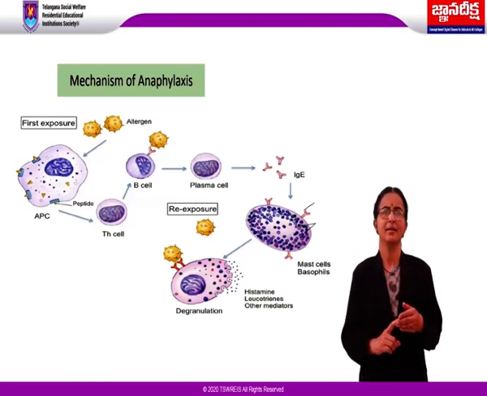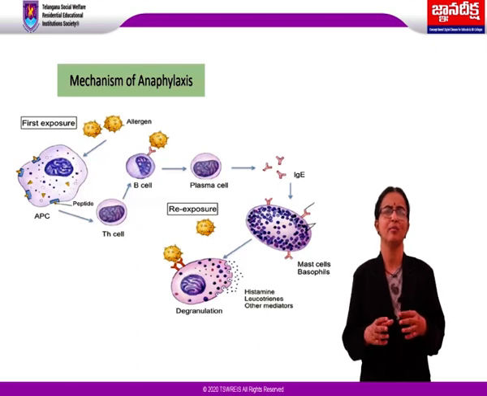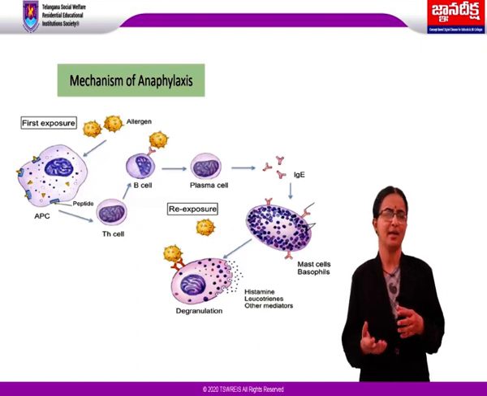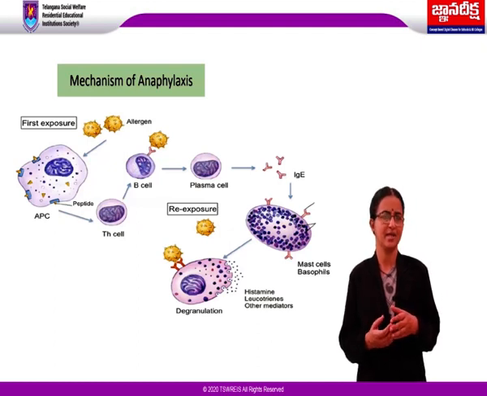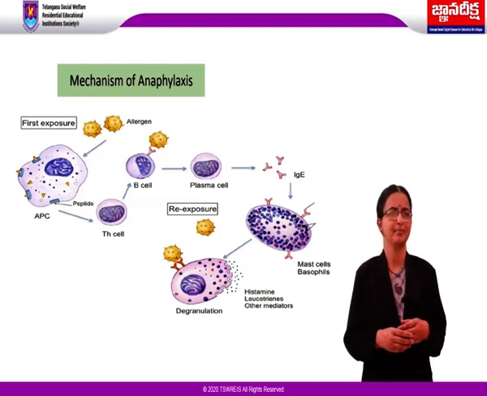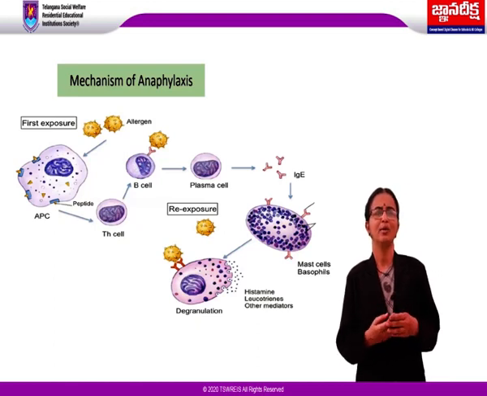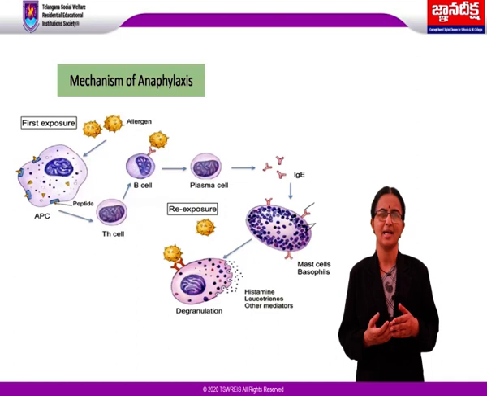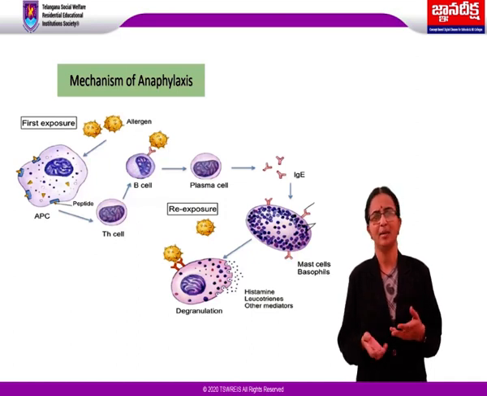This cross-linking causes degranulation of mast cells and basophils. Degranulation is release of granules. The mast cells and basophils are highly granulated cells. The degranulation of mast cells and basophils releases two kinds of inflammatory mediators. These are the primary mediators and the secondary mediators of inflammation.